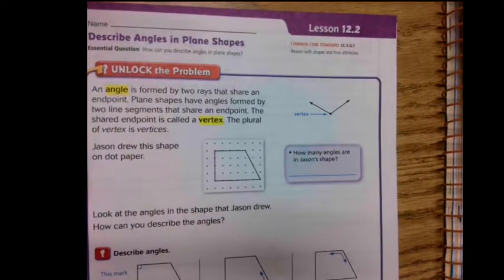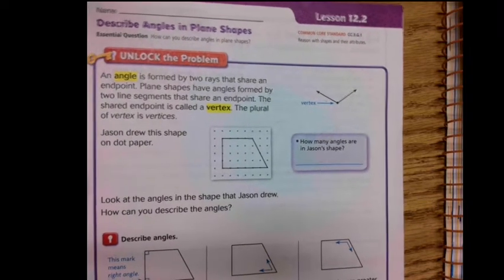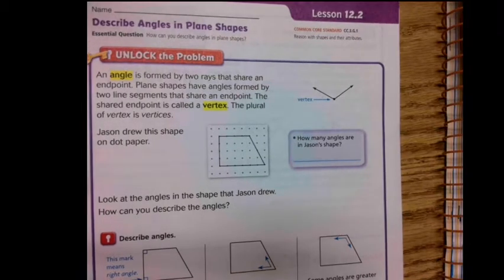Okay, an angle is formed by 2 rays that share an endpoint. Plane shapes have angles formed by 2 line segments that share an endpoint. The shared endpoint is called a vertex, and the plural form is vertices, okay? And then there's our example right there.